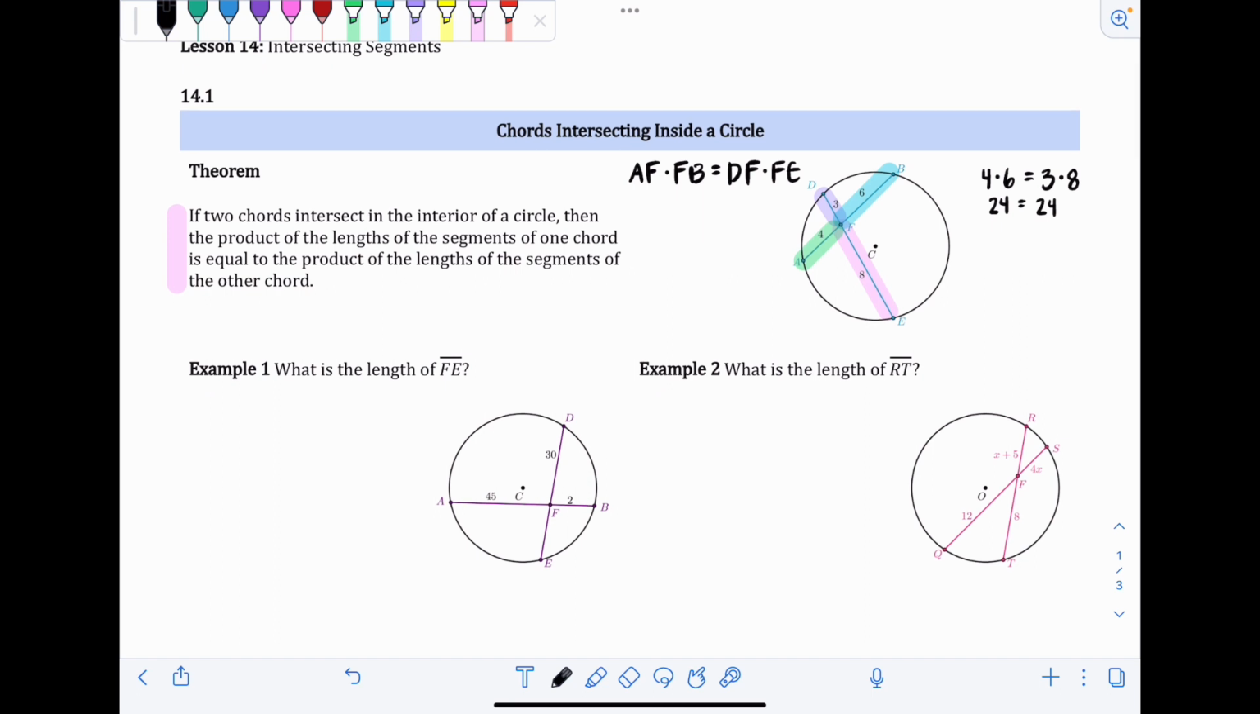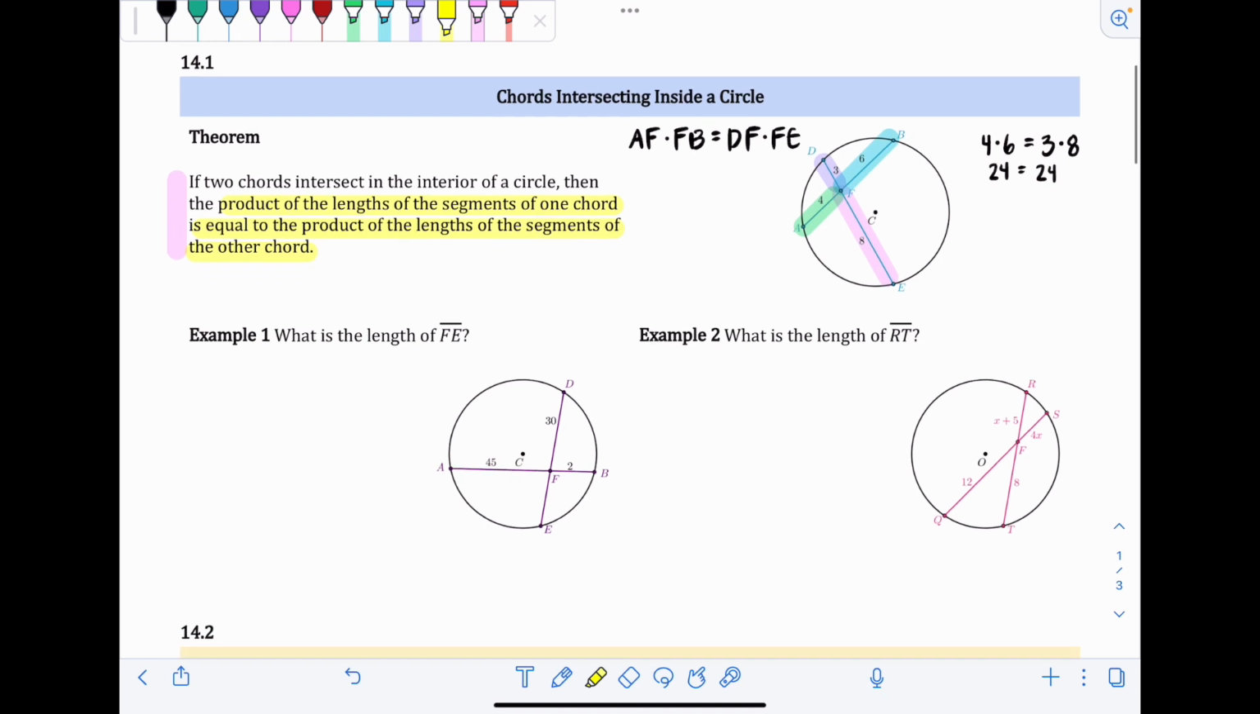It's just saying, going back to the theorem really quick, the product of the lengths of the segments of one chord is equal to the product of the lengths of the segments of the other chord. So we can use that to find missing values within a circle when we have this situation.